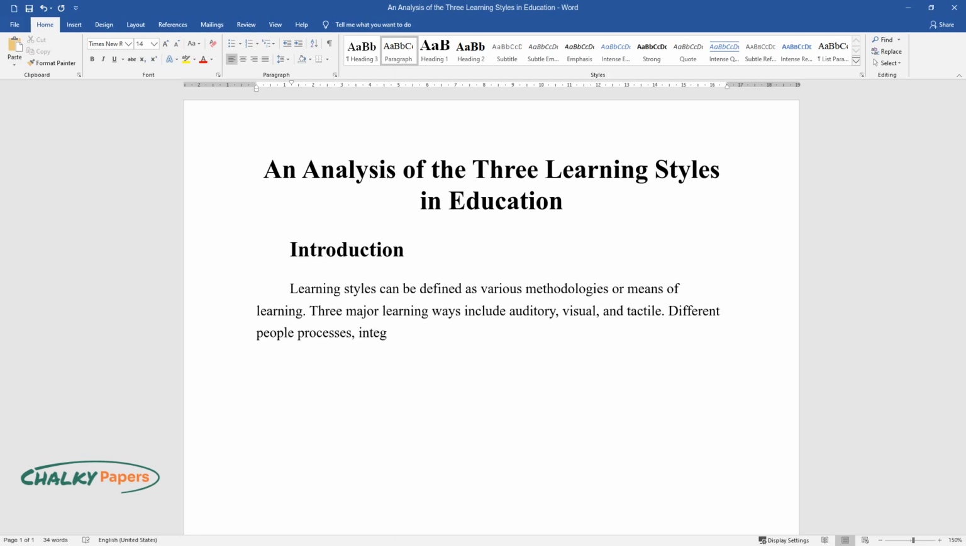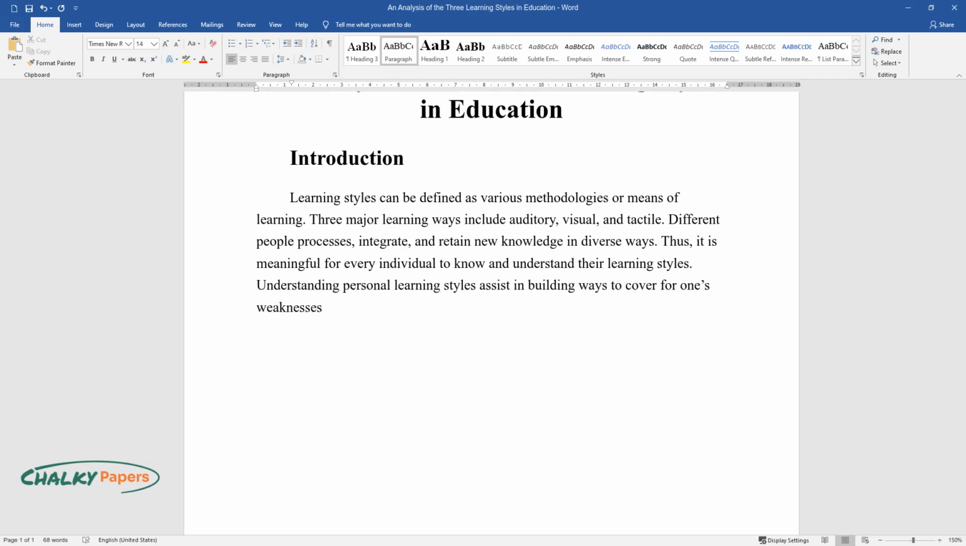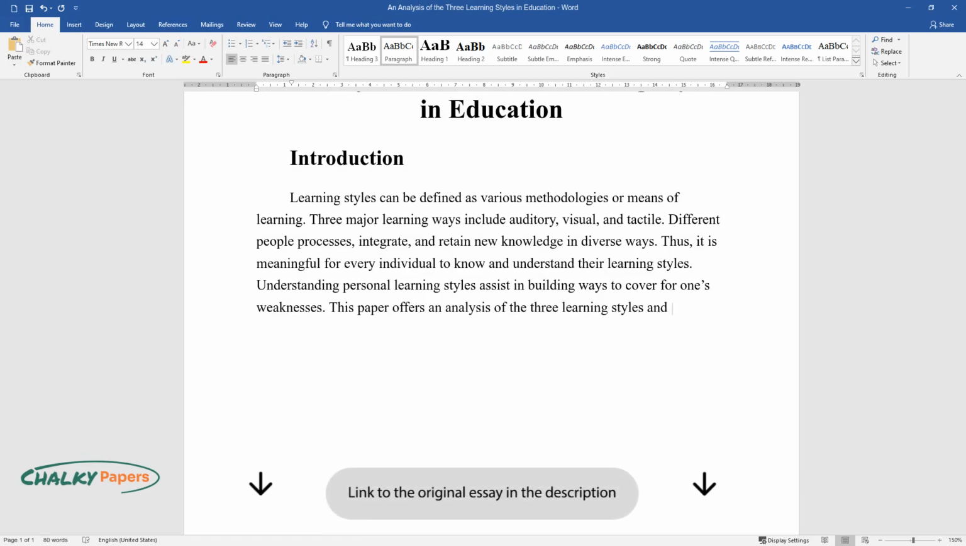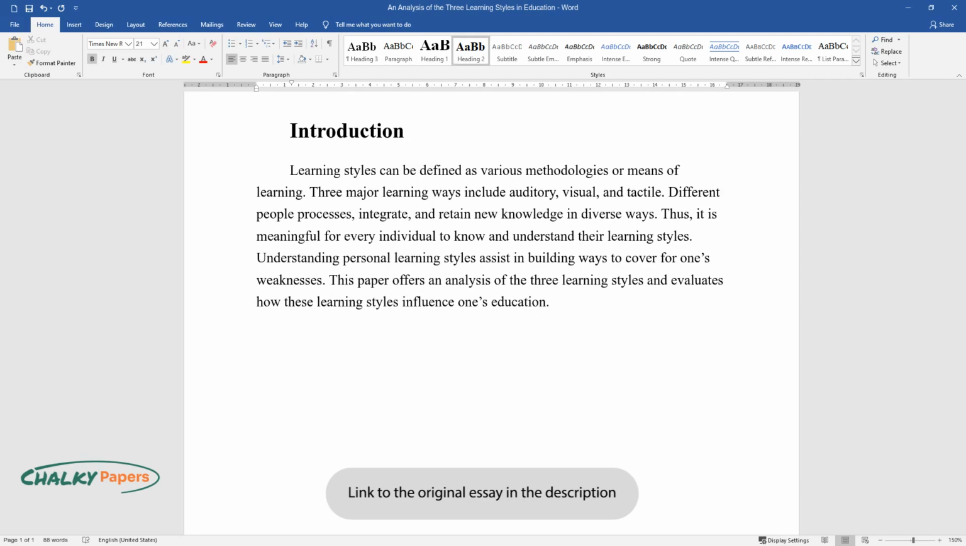Different people process, integrate, and retain new knowledge in diverse ways. Thus, it is meaningful for every individual to know and understand their learning styles. Understanding personal learning styles assists in building ways to cover for one's weaknesses. This paper offers an analysis of the 3 learning styles and evaluates how these learning styles influence one's education.